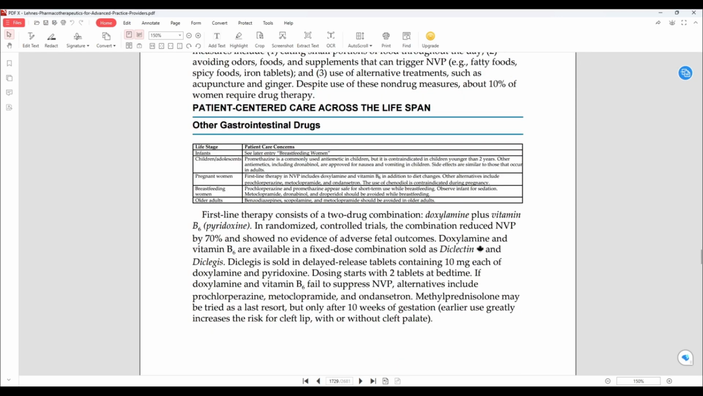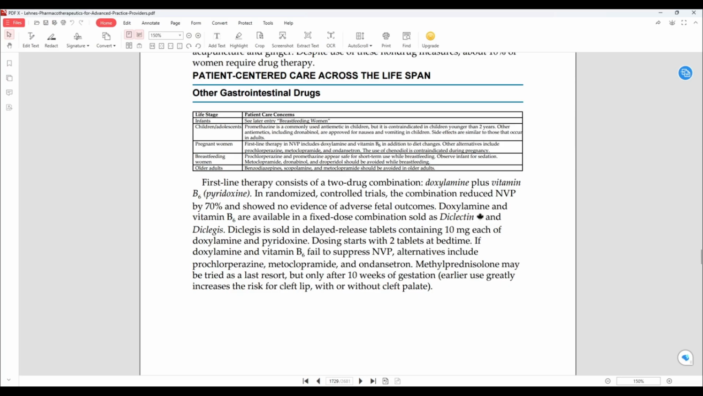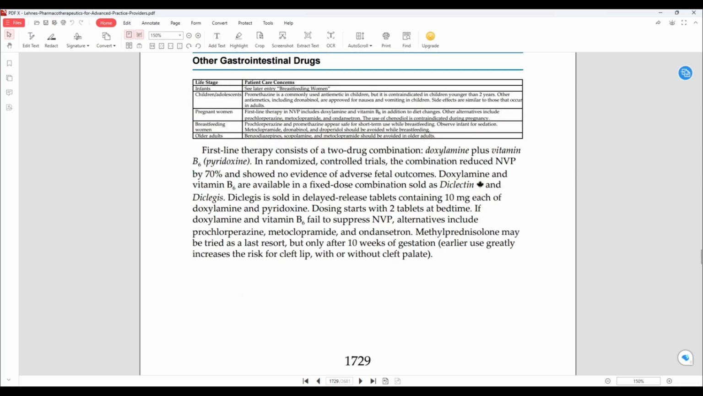So there is patient-centered care across the lifespan. Other gastrointestinal drugs for all ages. Something to take a look at here. So again, a good spot to hit that pause button.